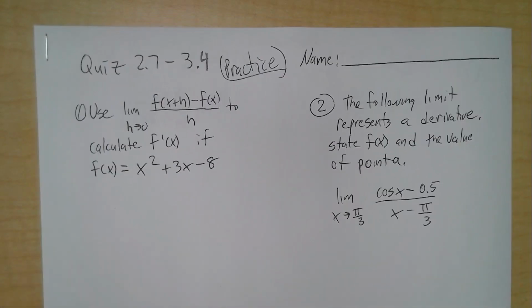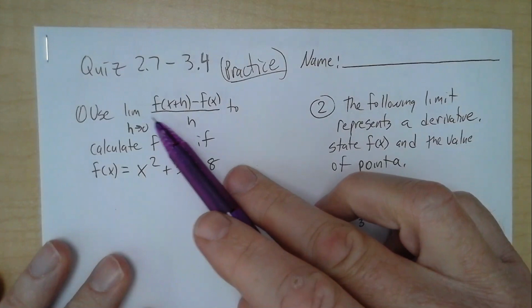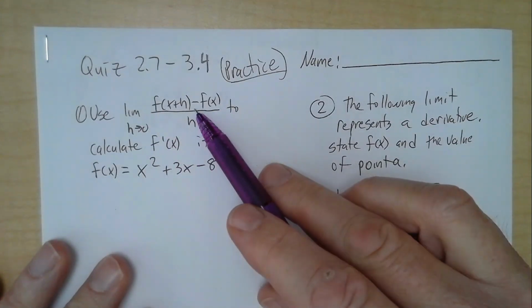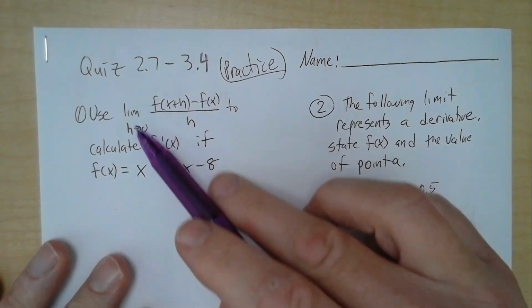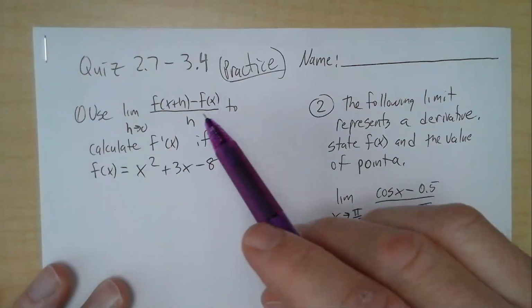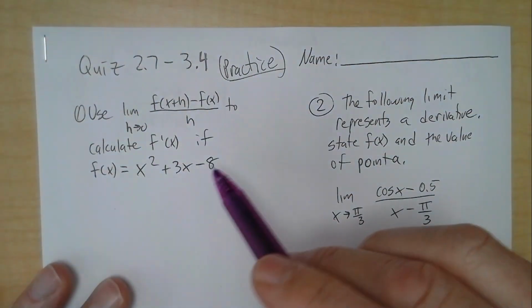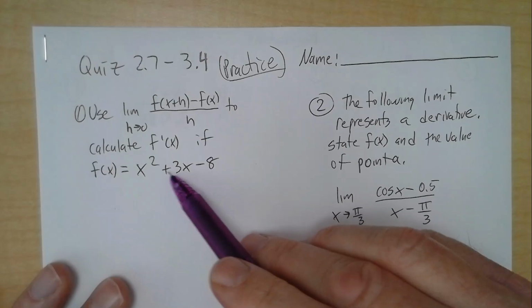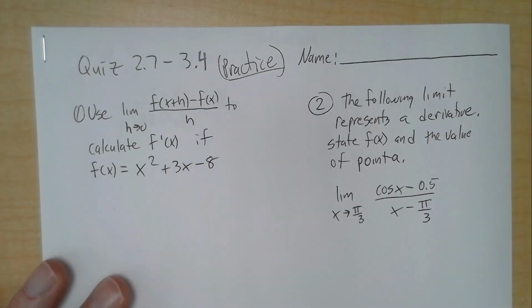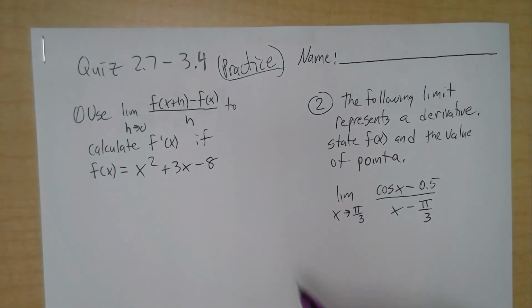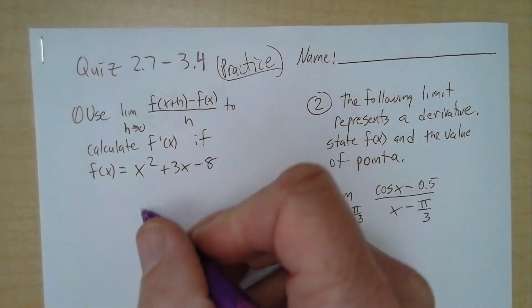All right, this is the practice quiz over sections 2.7 through 3.4 in the Stewart Calculus book. This is the definition of the derivative: f of x plus h minus f of x, all over h, as h drops to 0. And we're supposed to use this to find the derivative of this. We know that the derivative is 2x plus 3, but I want you to show how to do it using this formula right here.